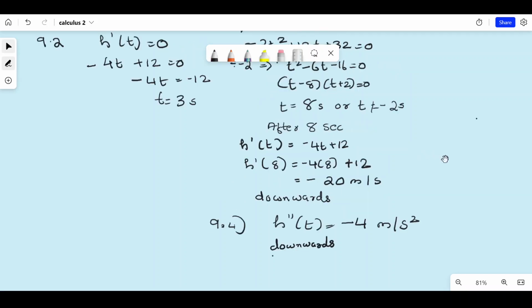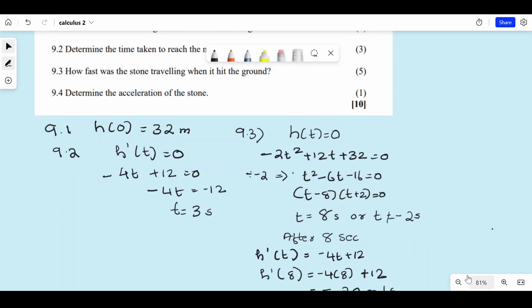That's all that we are doing on application of calculus. I think we covered almost all different types of application of calculus questions that can come in the grade 12 examination.